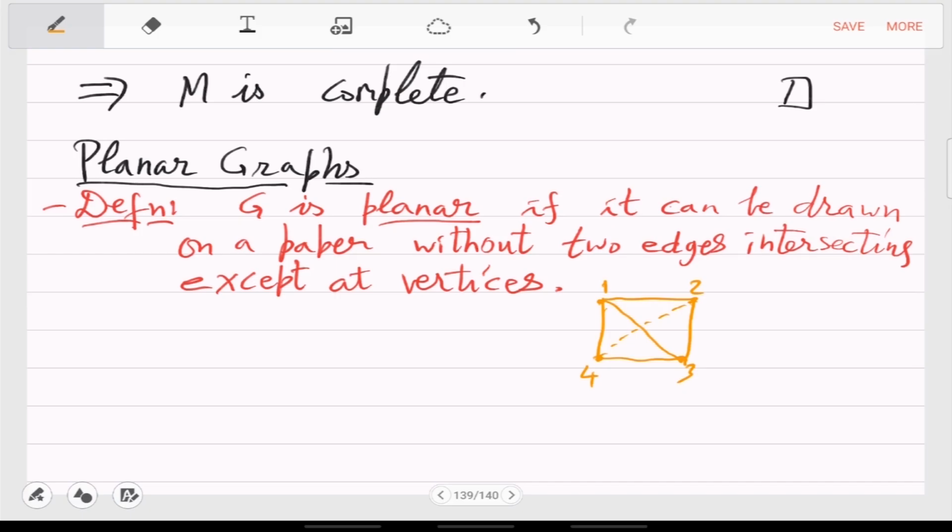Is this planar or not? Yes, because instead of this dotted one, you can draw it like this. Okay, so you can draw 6 edges such that no 2 of them intersect except at vertices 1, 2, 3, 4. Right, so this K4 is an example. The complete graph on 4 vertices which has 6 edges is planar. What about K5?